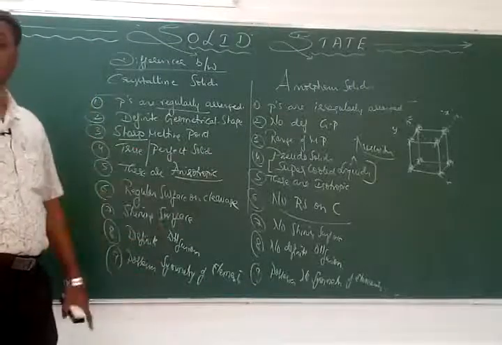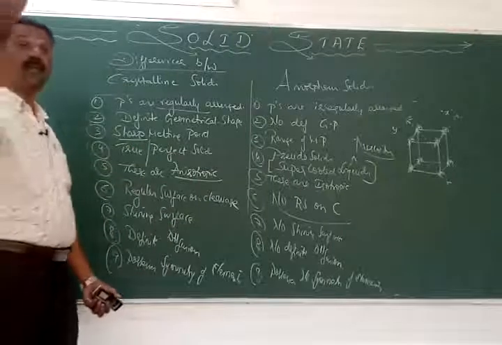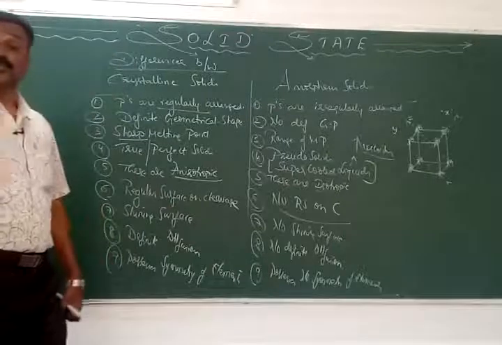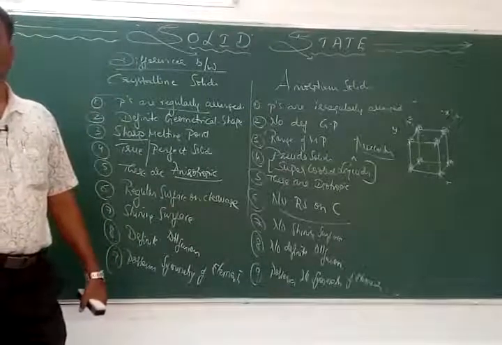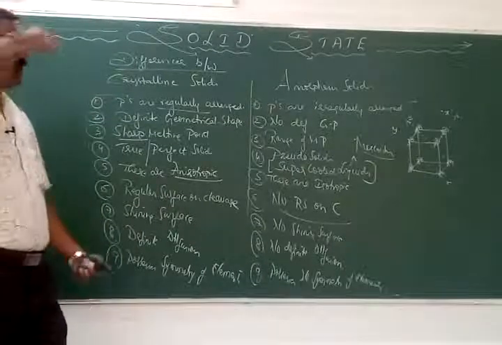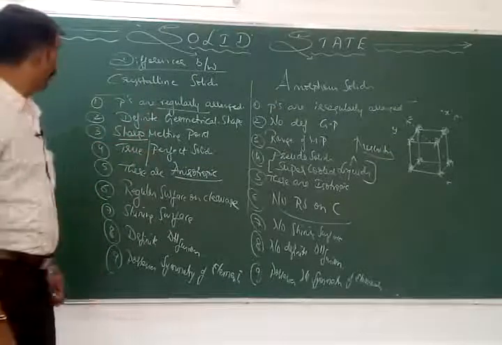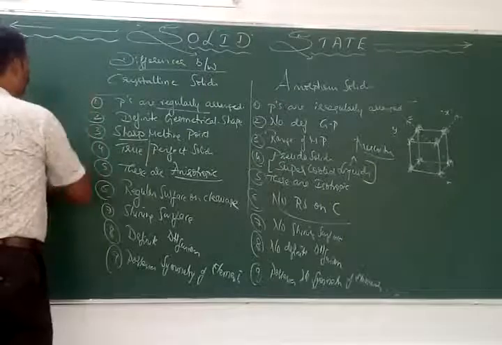But as if the particles are irregularly arranged, if I observe from one direction to another direction, what happens there? There is no symmetry observed in the arrangement of the elements, or the particles. So what we can say is that these are the differences between the amorphous solids and the crystalline solids.